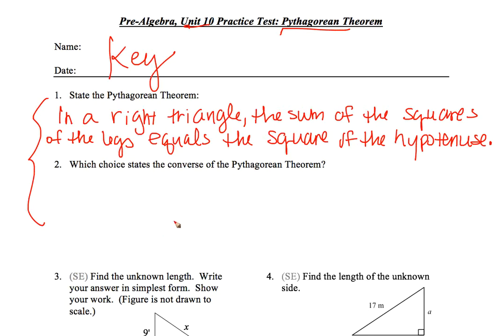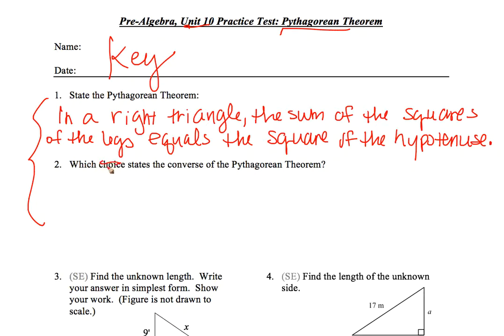What we're not looking for is for you to write a summary or a description. We don't want you to say, if you square each leg and you add them together, that's not mathematical enough. That's more of a, in your own words, description. A theorem is very specific words that you need to use.